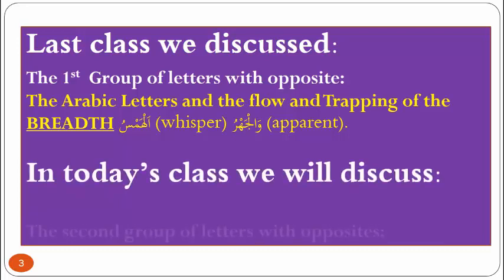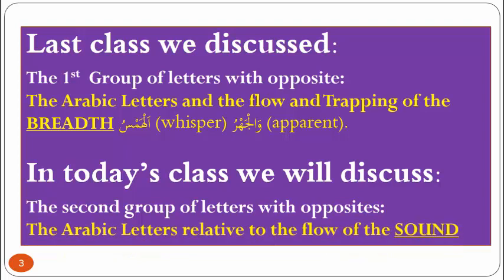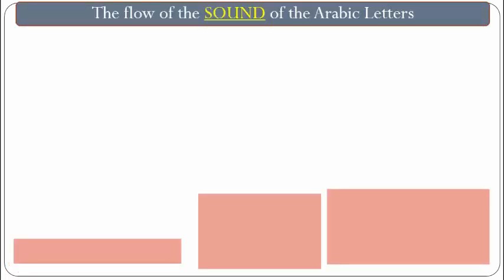In today's class, we will discuss the second group of letters with opposites, the Arabic letters relative to the flow of sound. In last class, it was the flow of breath. This class is going to be the flow of sound. So pay careful attention. The flow of the sound of the Arabic letters, the sound and not the breath. We did the breath last class.